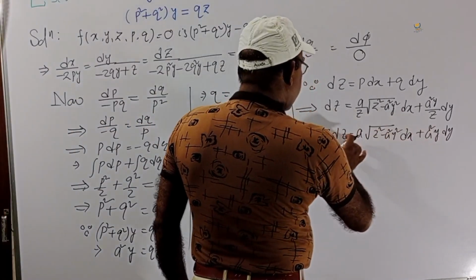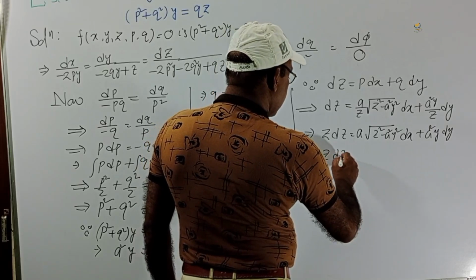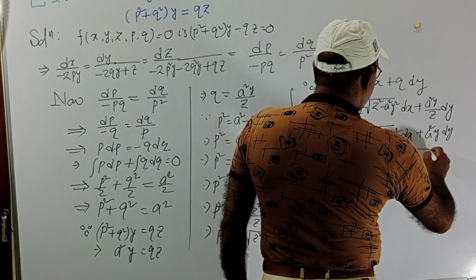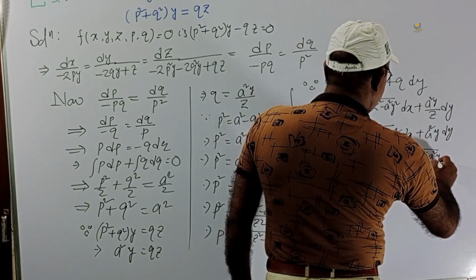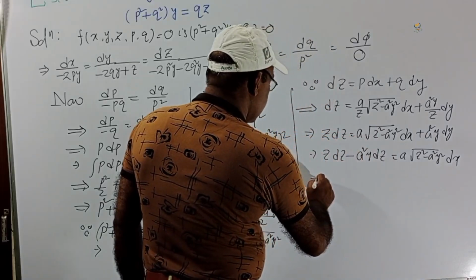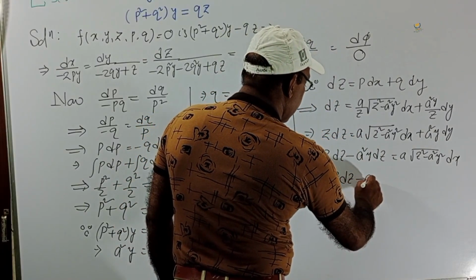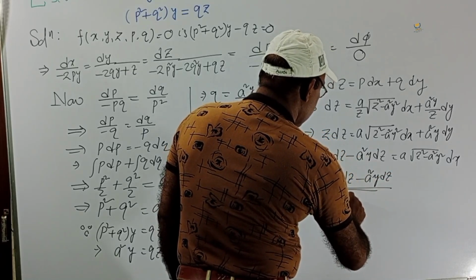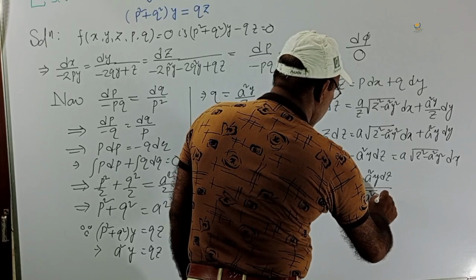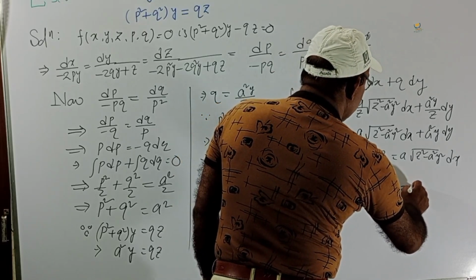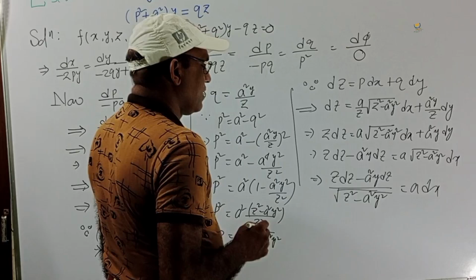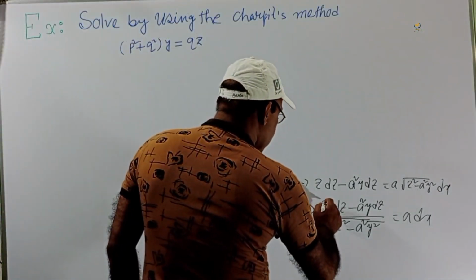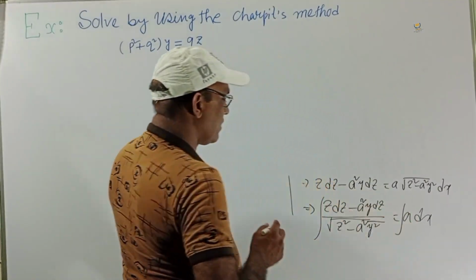Now taking this one on the left hand side, z dz minus a square y dy equals a root over z square minus a square y square dx, and this implies z dz minus a square y dy by root over z square minus a square y square equals a dx, we get this. So we integrate both sides, and we get this one.